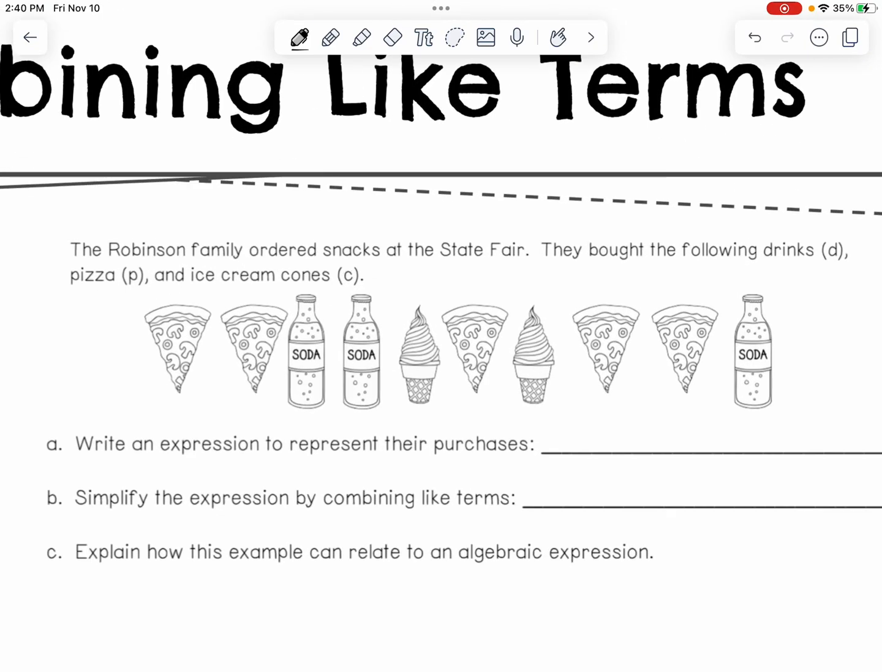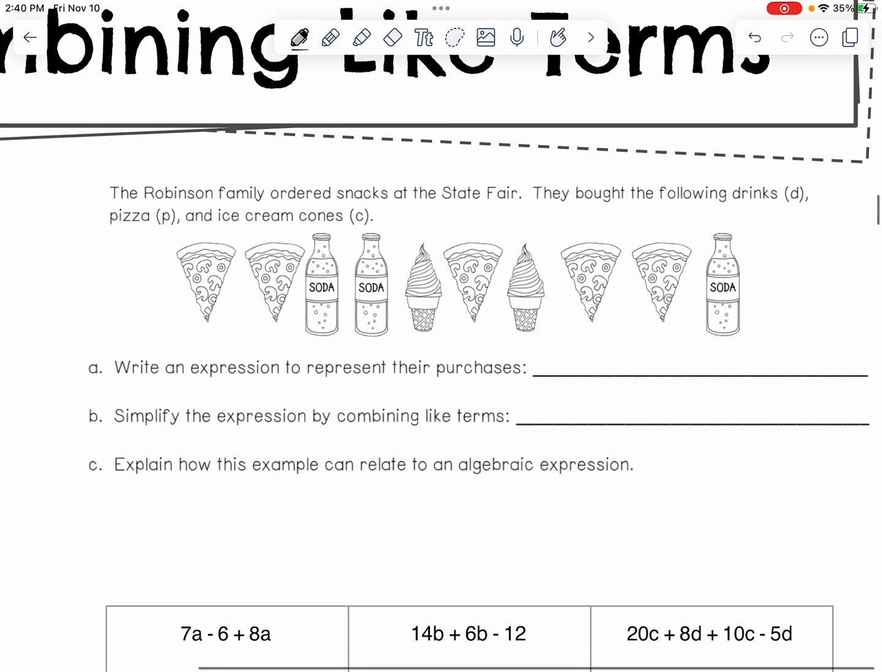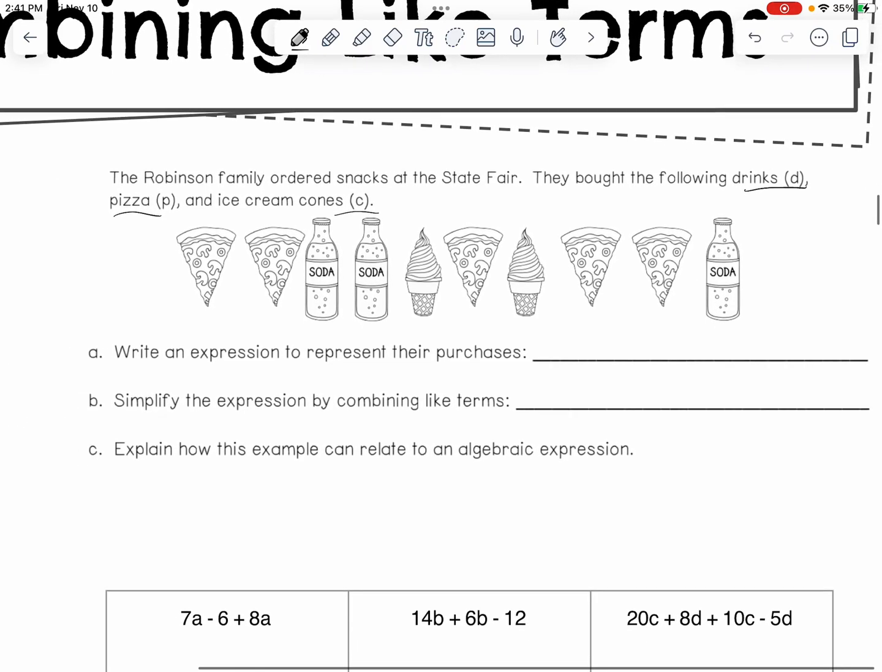Notes. The Robinson family ordered snacks at the state fair. They bought the following drinks: D, pizza, P, ice cream, C. Okay, so let's define our variables. Remember, variables is a letter standing for the unknown. Well, do we know the price of the purchases? No, we don't know the price. So the unknown is our variables of D, P, and C.